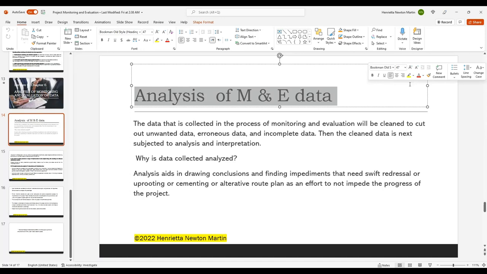The data that is collected in the process of monitoring and evaluation will be cleaned. Of course, the first stage is when you collect data, you collect ample information. Out of that, they call it data cleaning. You try to cut out all irrelevant data, unwanted data, erroneous data, incomplete data. Then the relevant data is kept and filed. Later on, this cleaned, refined data is subjected to analysis and interpretation.